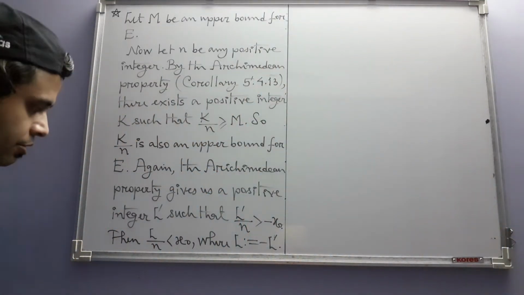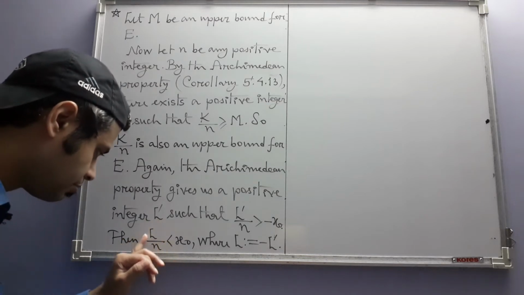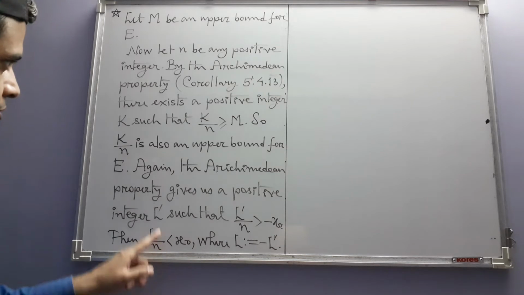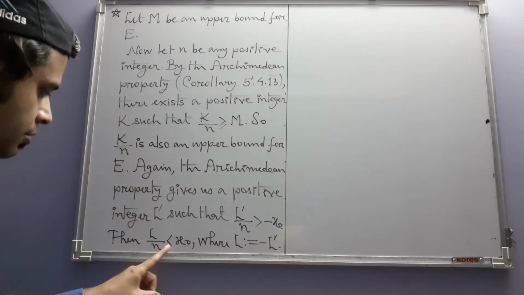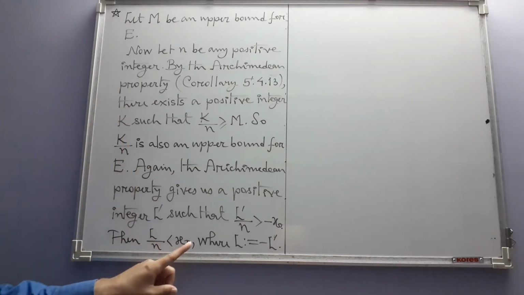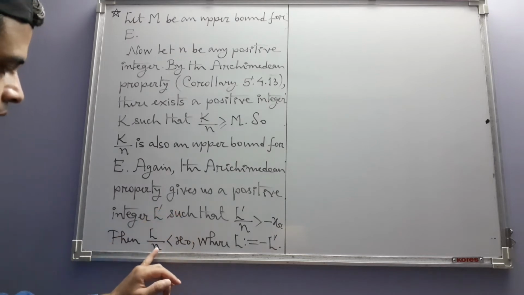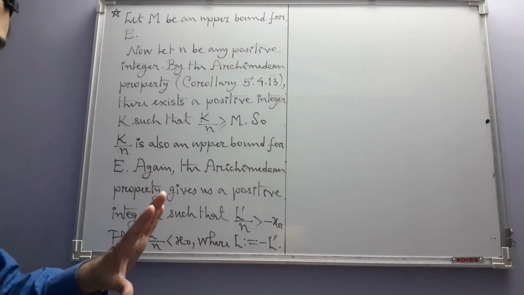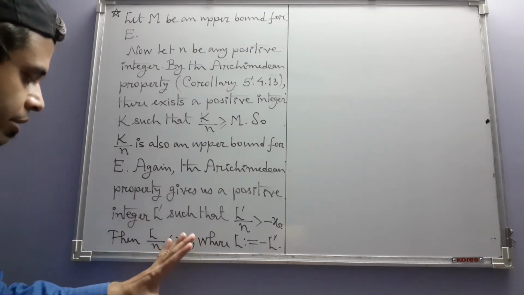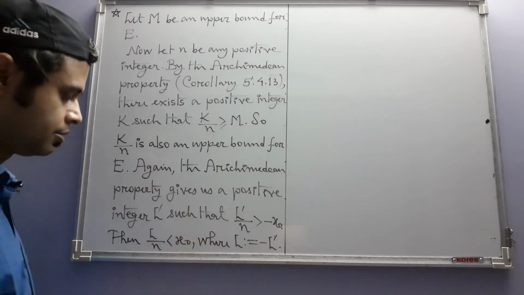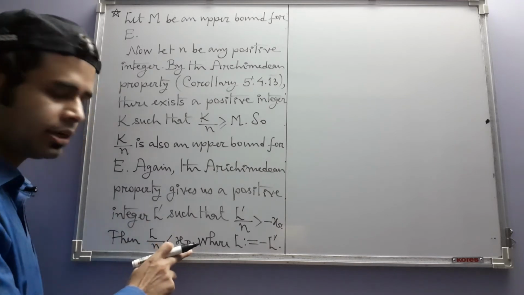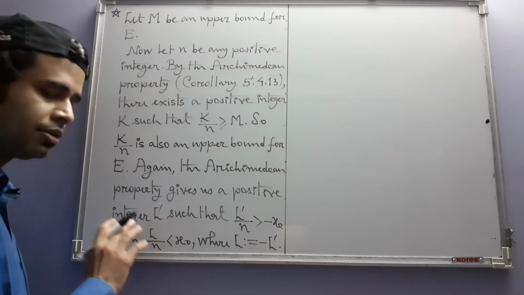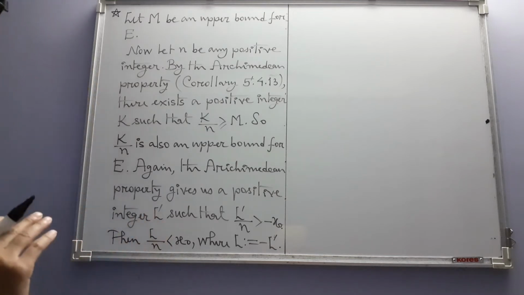Okay, so now you see that this real number L divided by n cannot be an upper bound for E, because one element x naught of E has exceeded this real number. x naught is not less than or equal to L by n. x naught is in fact greater than L by n. So L by n fails to be greater than or equal to every element of E, and that's why L by n in particular cannot be an upper bound for E.